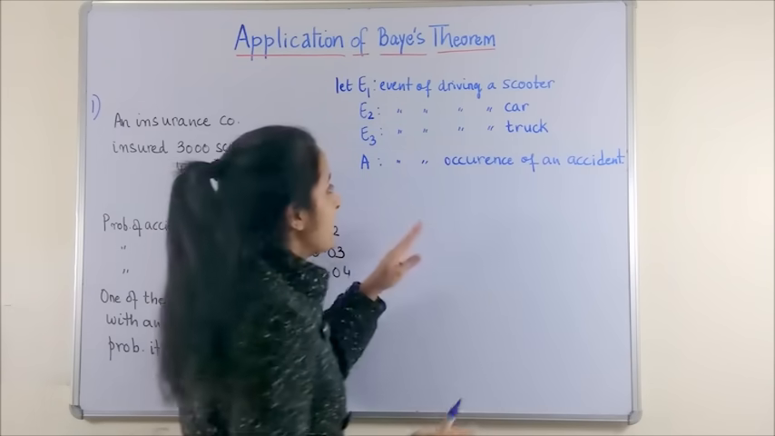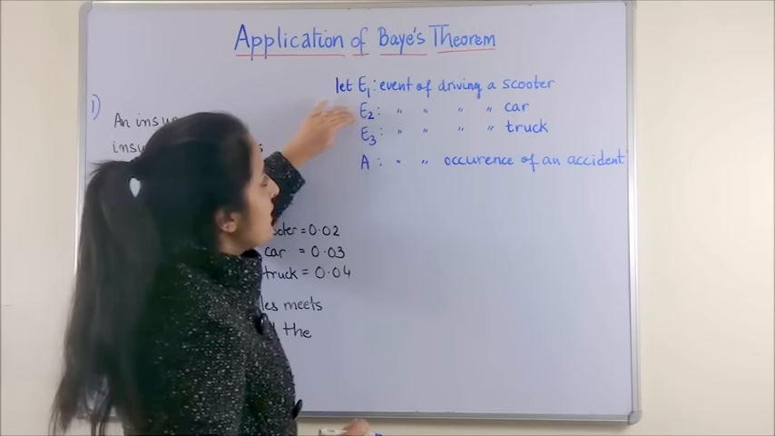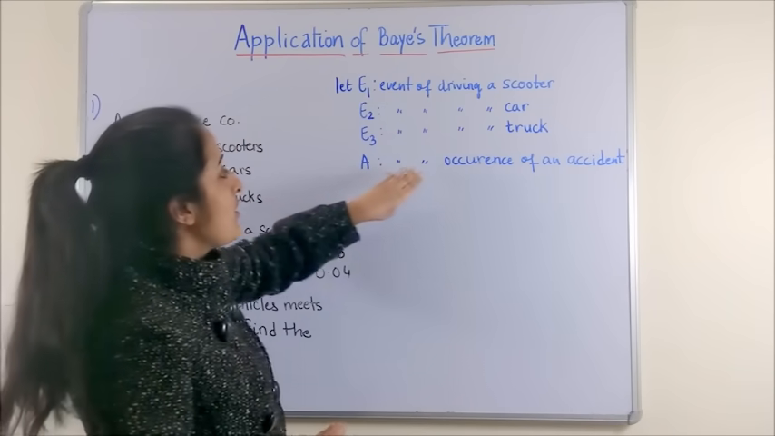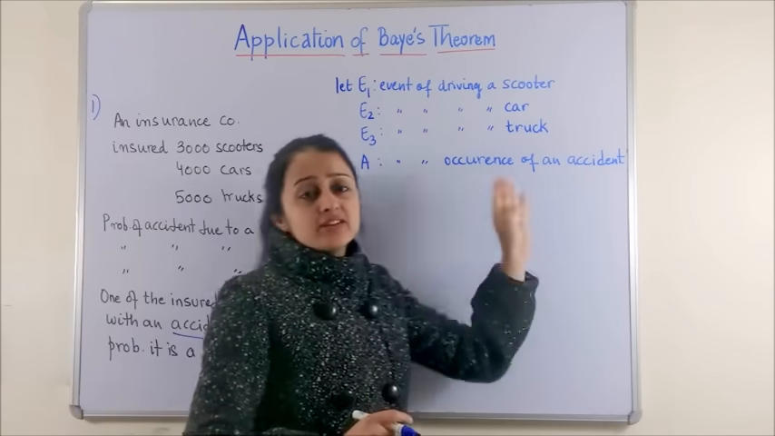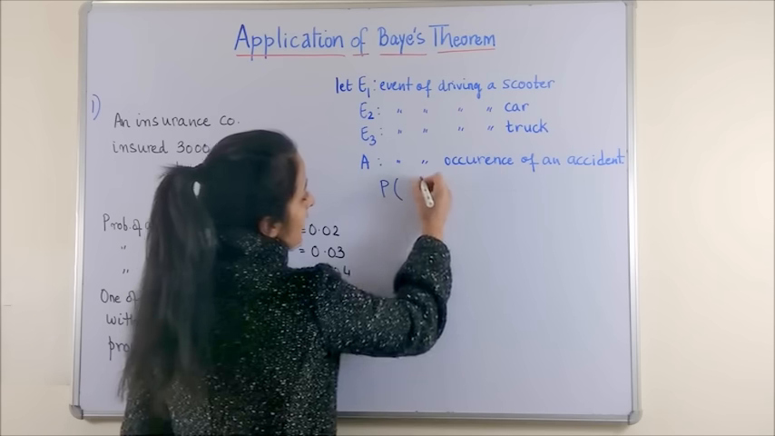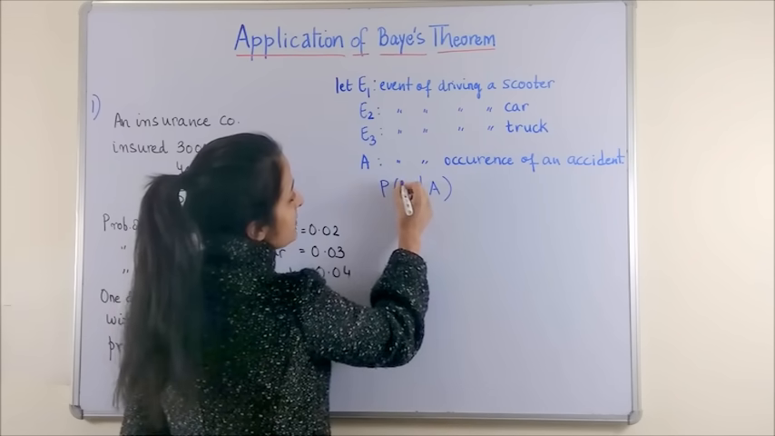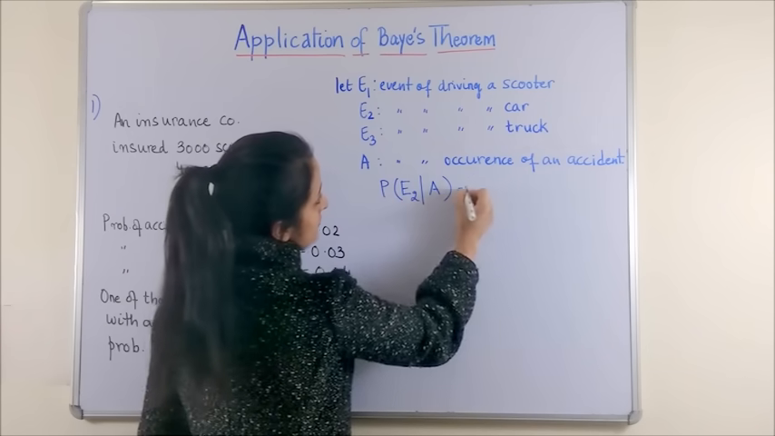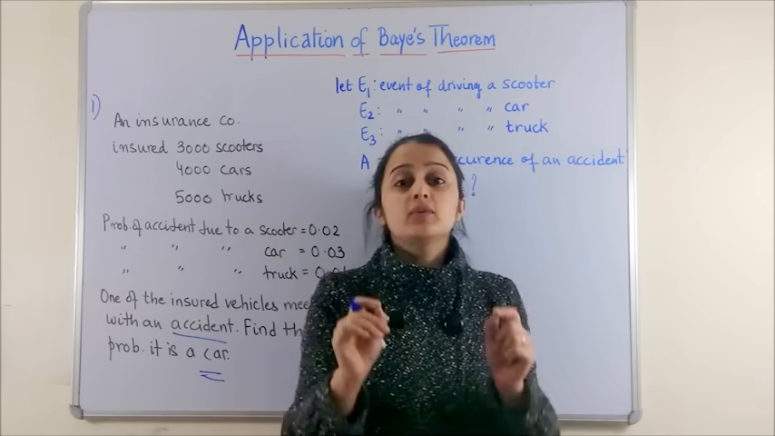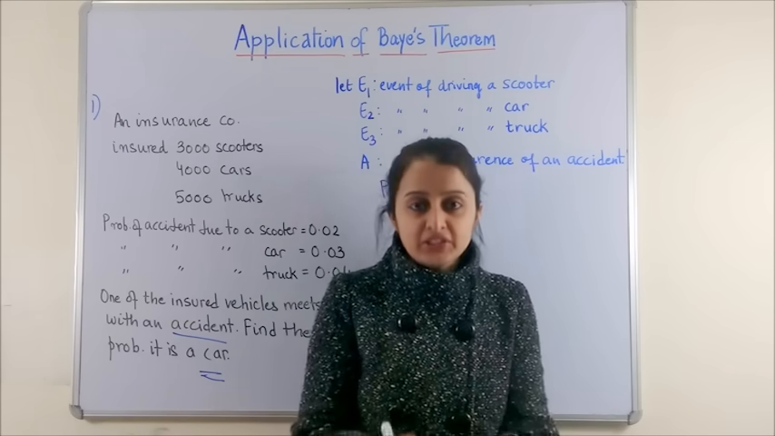So if you have a look at it, we define E1 as the event of driving a scooter, likewise E2 as a car and E3 as a truck. A we call the event of occurrence of an accident. What we have to find is, when an accident has already occurred, what is the probability it happened due to the car? Now, moving to the hypothesis, what we require to apply Bayes' theorem is the existence of a partition.